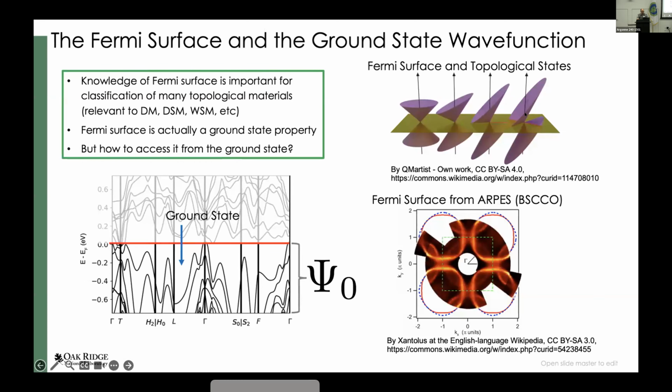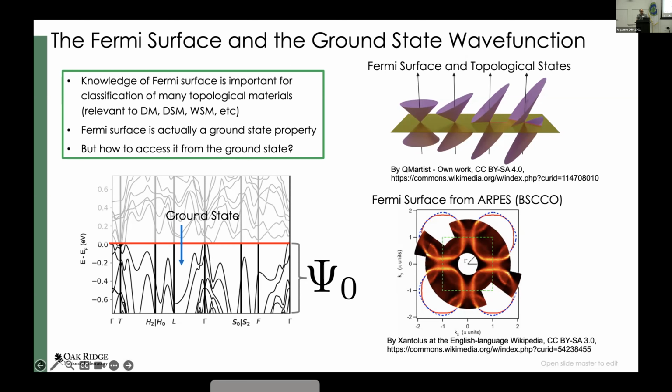But it's important to recall that the Fermi surface is actually a ground state property. We often think about it in terms of ARPES, where we're ejecting electrons from the system. This lets you map the Fermi surface. But intrinsically, it's a ground state property.